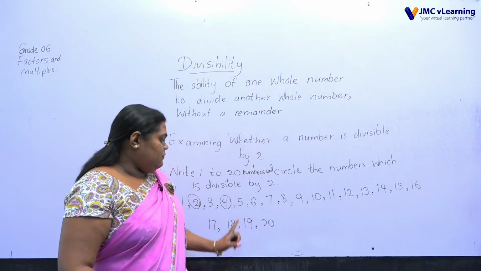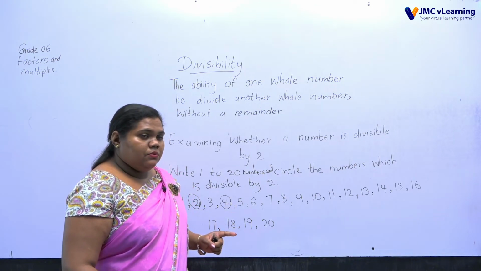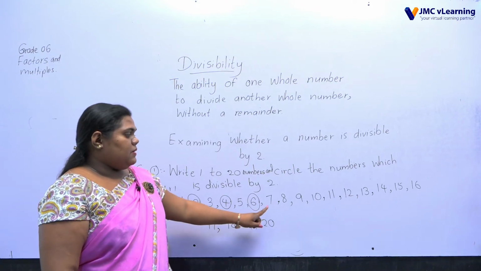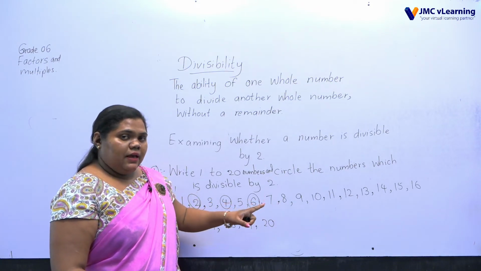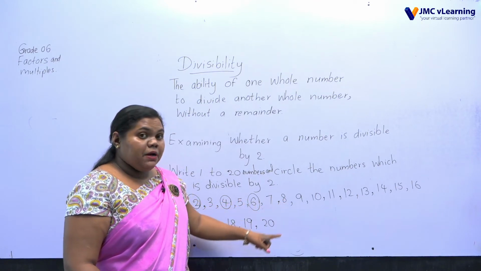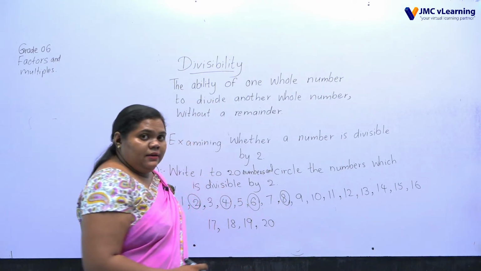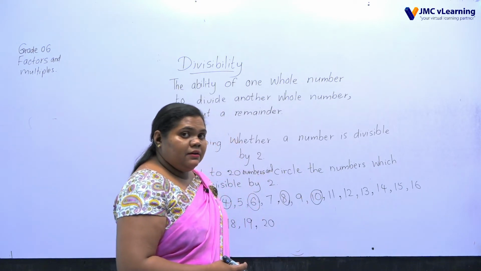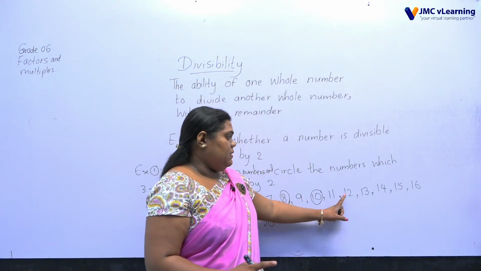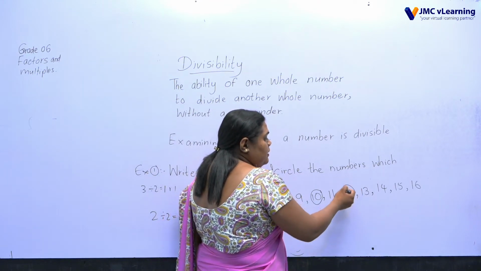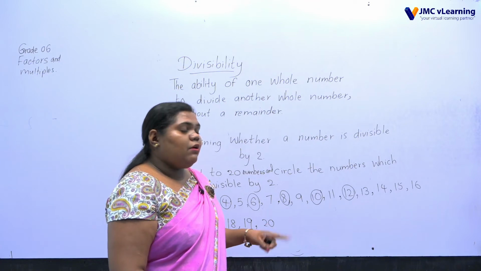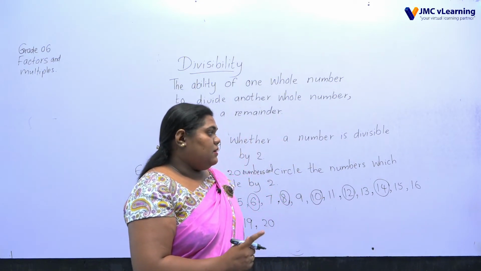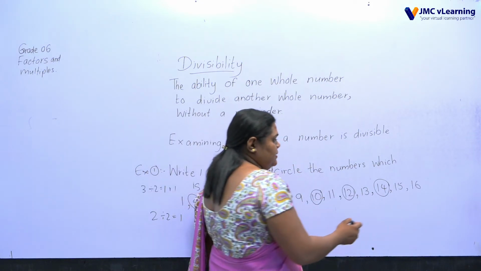5. Can you divide 5 by 2? No. 6? Yes, we can divide 6 by 2. 6 divided by 2 means 3. 7? Can't. 8? Can. It means 2 times 4 is 8. So, when we divide 8 by 2, the answer is 4. 9? Can't. 10? Can. 10 divided by 2 means 5. 11? Can't, because when we divide 11 by 2, 1 is remaining. 12? Can. 12 divided by 2 means 6. 13? Can't. 14? 14 divided by 2 means 7. 15? Can't. 16? Can. 16 divided by 2, 8.